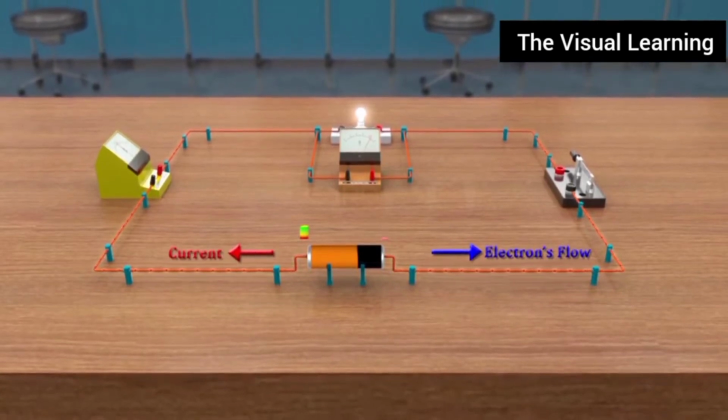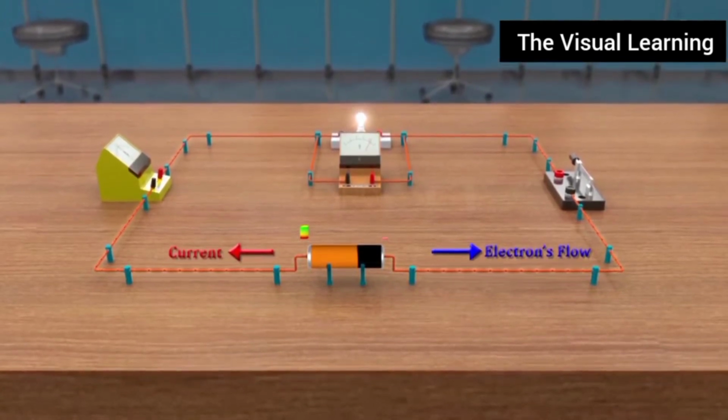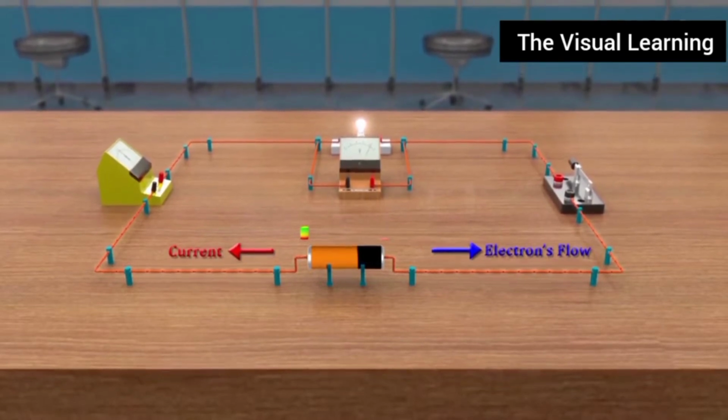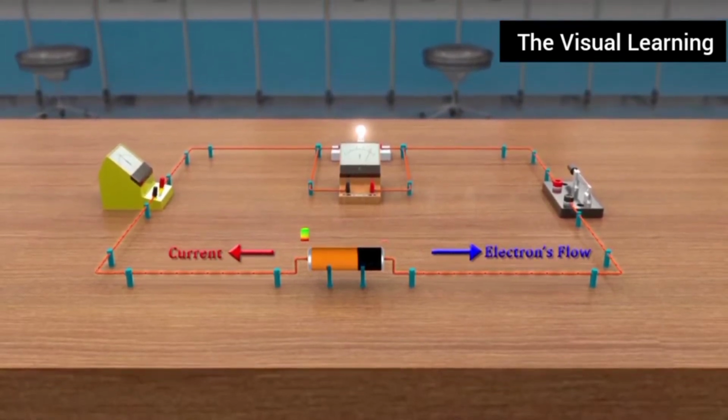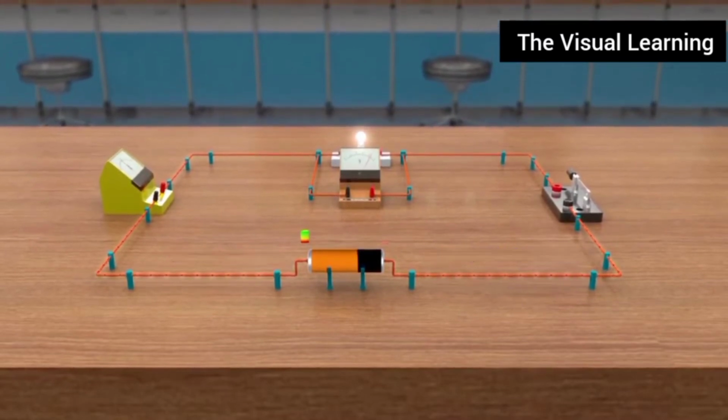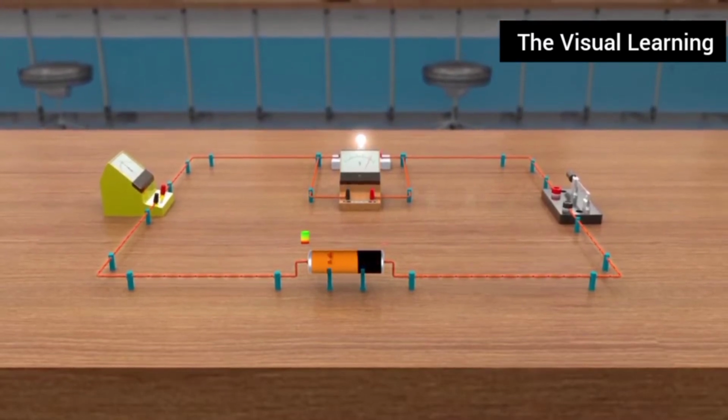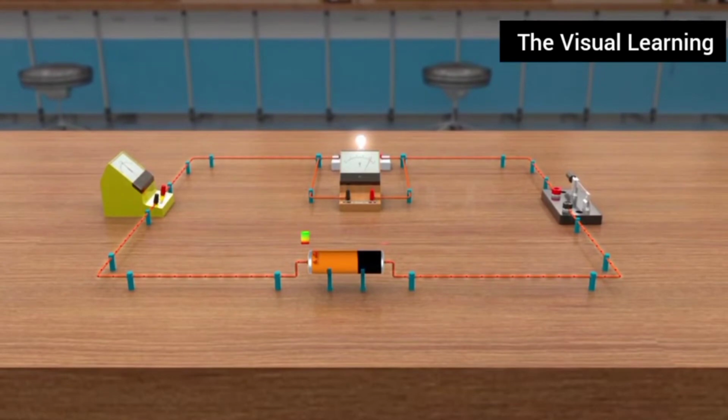The battery does work on the charge. The battery brings charge carriers from lower potential to higher potential, thereby increasing the electric potential energy of the charge carriers. The work done by the battery per unit charge in moving it from the low potential terminal to the high potential terminal is called the electromotive force or EMF of the battery. The name electromotive force is somewhat misleading, as it is not a force. It is work done per unit charge and has the same units as electric potential, volts.